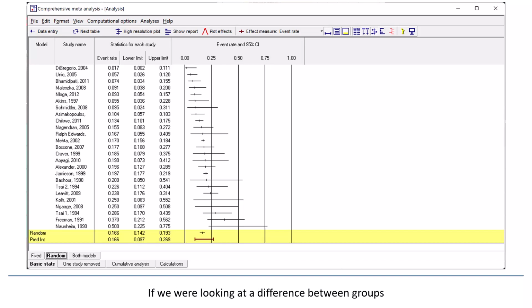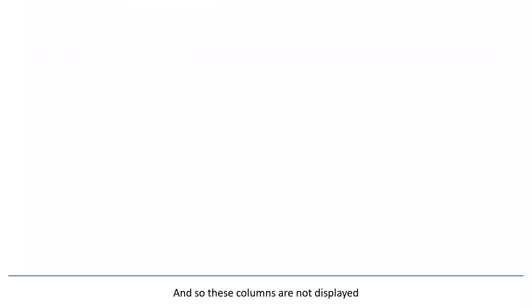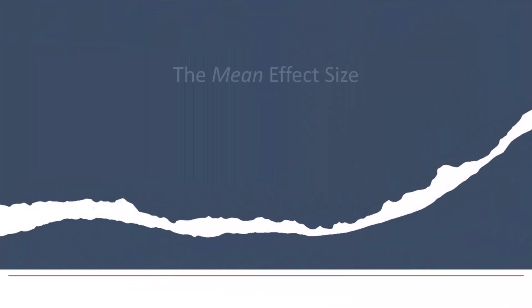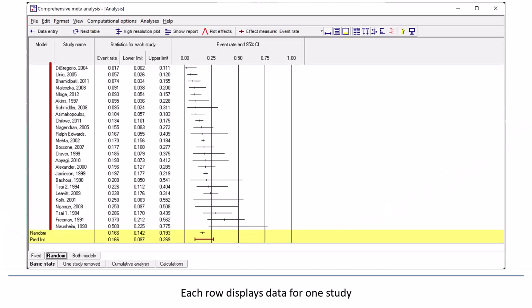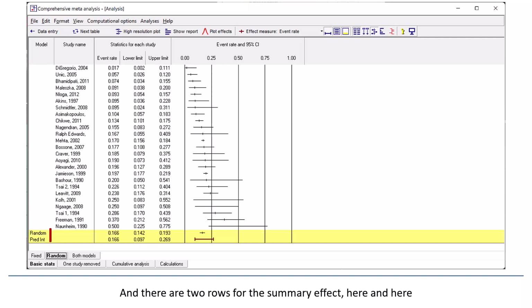If we were looking at a difference between groups, the program would display the z-value and the p-value for a test of the null hypothesis that the risk is the same in both groups. However, since we are looking at the proportion in one group, we're not testing any null hypothesis about the risk, and so these columns are not displayed. Each row displays data for one study, and there are two rows for the summary effect here and here.